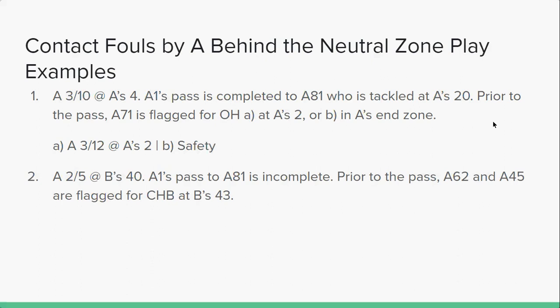2nd and 5 at B's 40. A1's pass to A81 is incomplete, but prior to the pass, A62 and A45 are flagged for a chop block at B's 43, 3 yards in the backfield. The only place to enforce this contact foul by A is from the previous spot. So if the penalty is accepted, it'll be 2nd and 20 at A's 45-yard line.